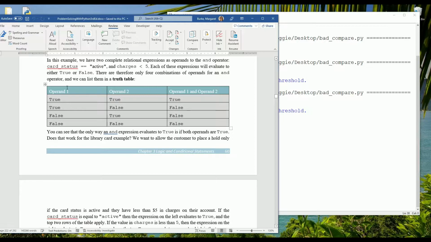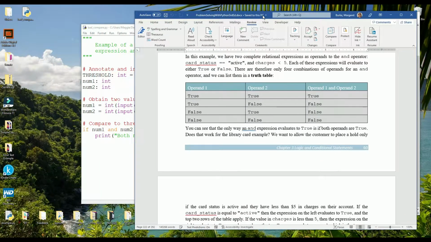How do we read a truth table? We look at all of the possible combinations of the operands to the expression. With an AND operator, we have two operands, so all the possible combinations are true and true, true and false, false and true, false and false. The truth table shows us how an AND evaluates for each combination. The only time an AND comes out to true is if both of the expressions on either side of the AND are true. In all other circumstances, it comes out to false.